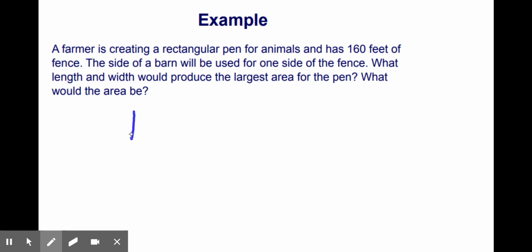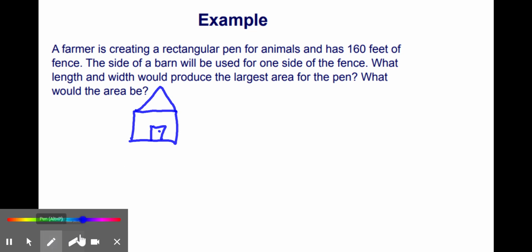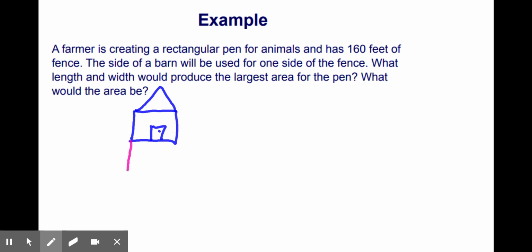So here's what he's got. He's got this barn here. Here's the barn. We'll put a door on it and everything. And then what he's going to have is he's going to have the animals in here penned in like that.